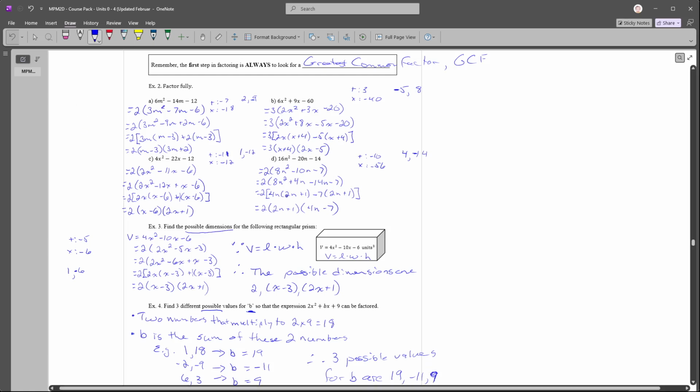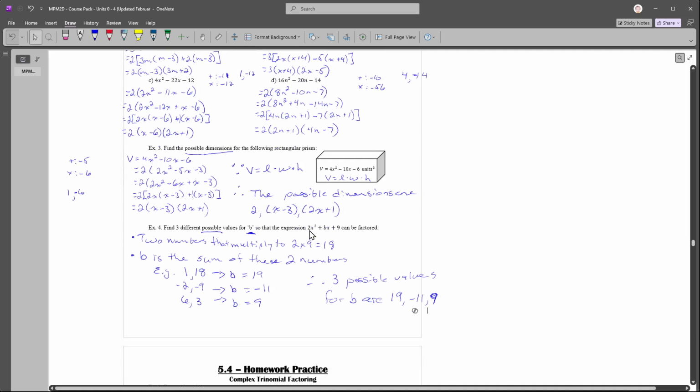So that's it for our complex trinomials. We don't want to dig too far on that. There's lots of practice work for you to go on. We have one more lesson in this unit, which is factoring some special cases. And that's it for now.